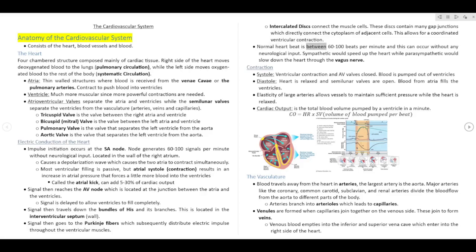Normal heartbeat is between 60 to 100 beats per minute, and this can occur without any neurological input. Sympathetic input would speed up the heart, while parasympathetic input would slow down the heart through the vagus nerve.